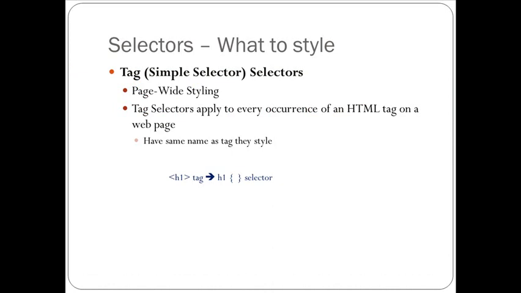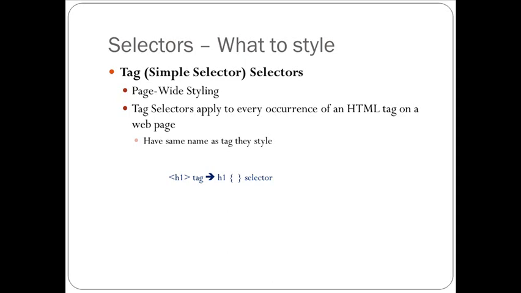The tag selector is the most basic of all. The book calls it a simple selector. I prefer tag because it's more direct and it says exactly what it is. It's for page-wide styling. Tag selectors apply to every occurrence of an HTML tag on the web page. So if you had an H1 tag, the selector would merely be H1 as well. A paragraph tag, the selector would be P. A code tag would be code.